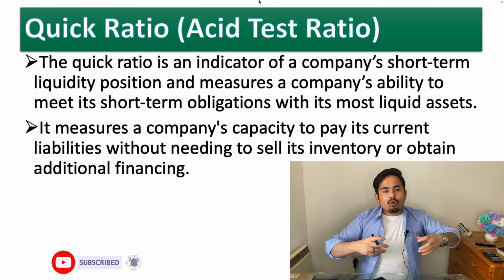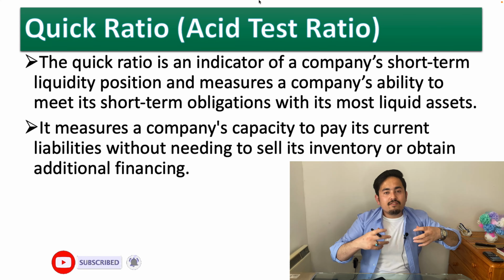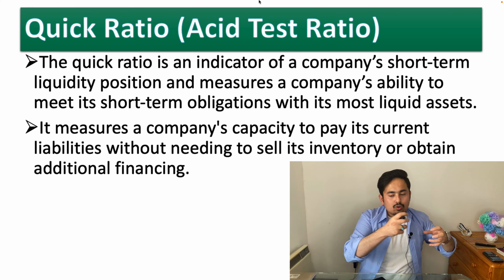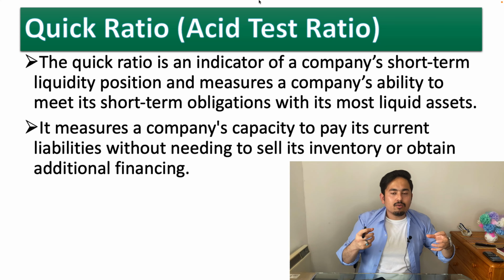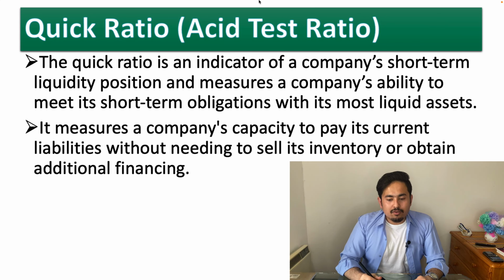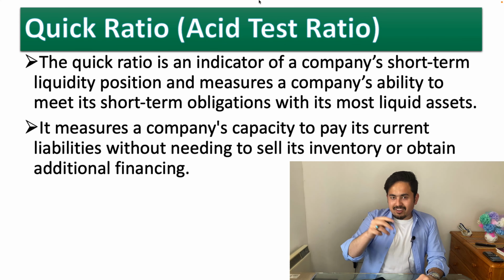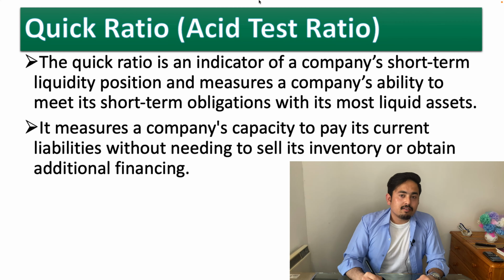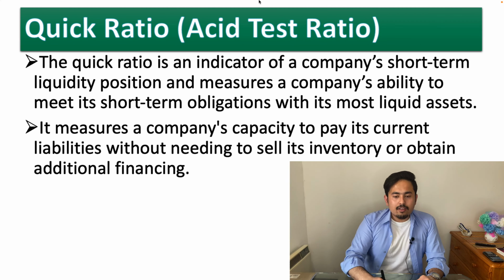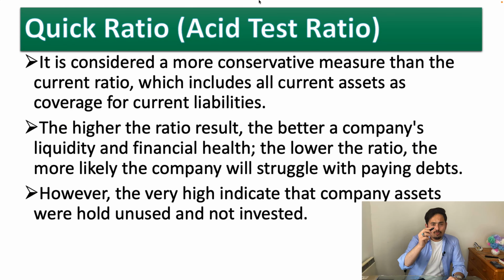So the more conservative investors exclude this inventory from the calculation of this liquidity ratio, or whether the company needs additional financing to cover its short-term obligations. Let's go ahead. As I told you, it is considered a more conservative measure than the current ratio. Why? Because the current ratio includes all current assets covering the current liabilities.